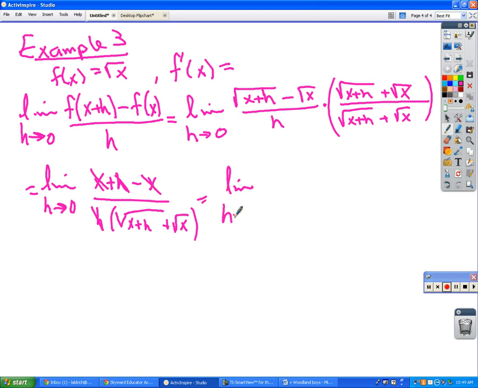We do the limit as h approaches 0. Don't forget there's a 1 there still. When the h is canceled, h divided by h is 1. So cancel ever makes it 0. Okay, and so now we can substitute 0 in there for the h. That'll give me 1 over the square root of x plus the square root of x. And what's the square root of x plus the square root of x? 2 square root of x. So my answer is 1 over 2 times the square root of x.